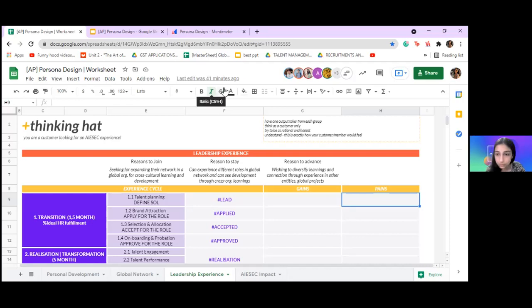So Nitin, we can open the breakout rooms. All the breakout rooms are open. Okay, amazing. So in the breakout rooms, you will see personal development, leadership experience, global network, ISEC impact. Join the one which you relate to the most, and probably you would look for as a customer. And then you can go to the worksheet, have an output taker, and then you can mention this. Please join the breakout rooms. Thank you so much.